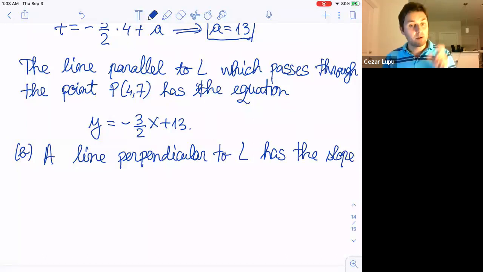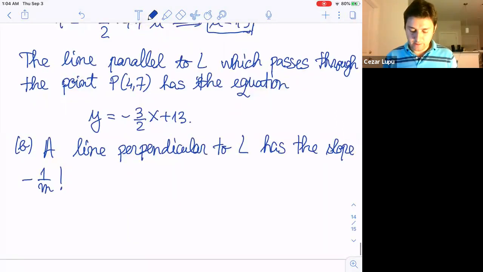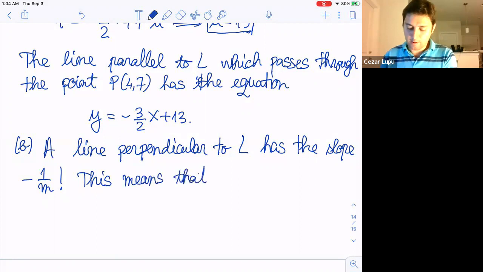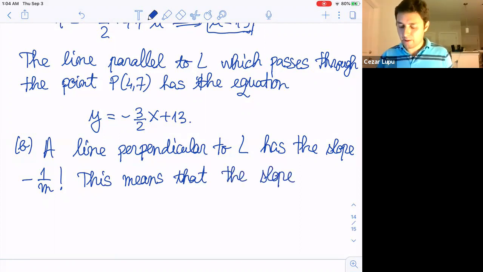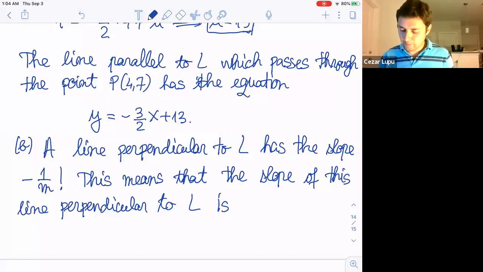Well, if I have two perpendicular lines, I know that the product of the slopes will be negative 1. So a line that is perpendicular to L will have the slope negative 1 over m. So let's use this information. The slope of this line that is perpendicular to L is given by negative 1 over negative 3/2, which is nothing else than 2/3.